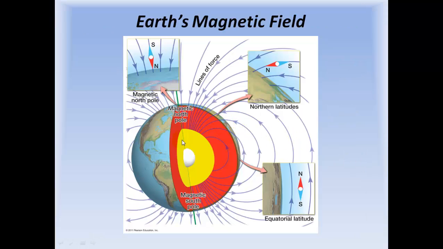There's Earth's magnetic field. This rotating fluid turns our planet into a dipolar magnet. So here's the North Pole and here's the South Pole. This is how the lines of force, the magnetic field, radiate out from the Earth.